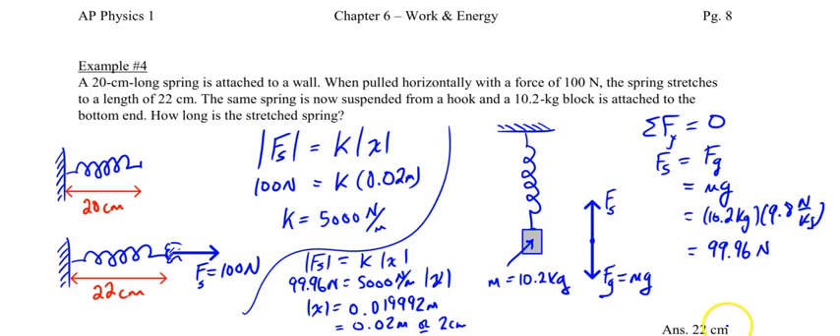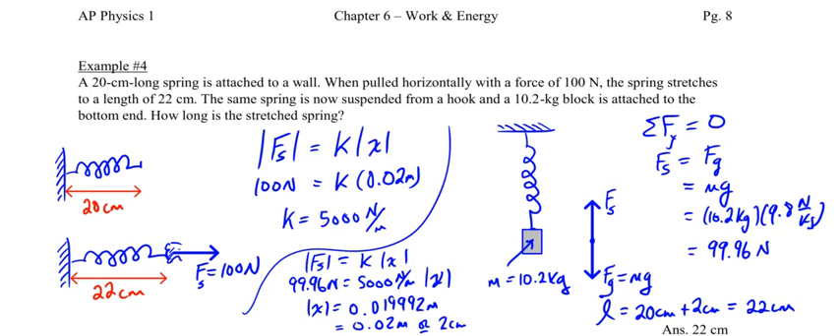And you notice it's 22 centimeters. What did we forget to include? See, we're not looking at the stretch distance. We're looking at how long the entire spring is. Remember, the spring was originally 20 centimeters. So the actual length of the spring is really 20 centimeters plus this extra stretch distance of 2 centimeters. So that gives you a total length of the spring now of 22 centimeters.